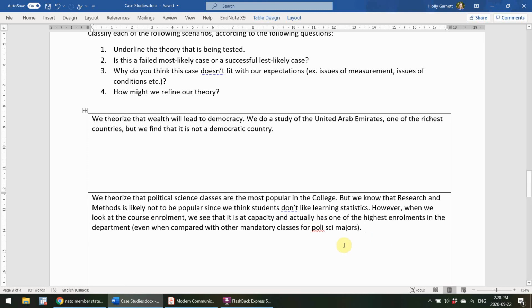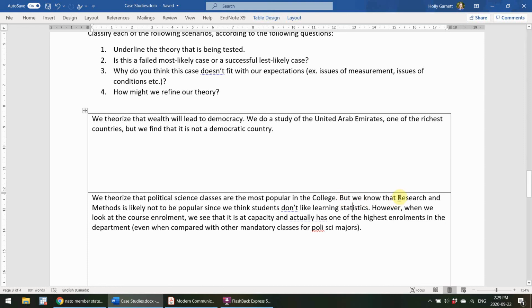And that was sarcasm. Okay, so my theory is that political science classes are the most popular because they're the best, and political science is the best field of study, and therefore they're going to be the most popular because they are the best. All right, so let's take a look at this theory.